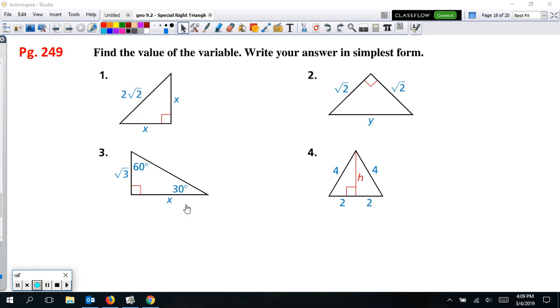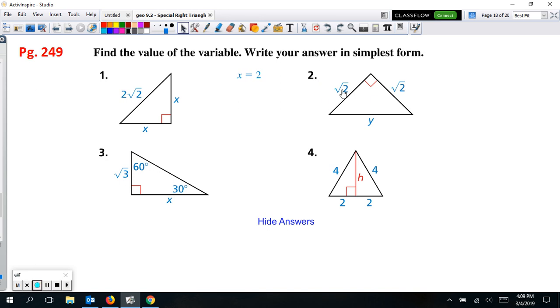Okay, you should have stopped the video, and now you're ready to watch and see your answers for these 4 problems. For number 1, you're trying to find the value of x, so 45, 45, 90. If this is our leg and the hypotenuse is 2 square root of 2, remember the hypotenuse is square root of 2 times whatever the leg is. So the leg would have to be 2 here, because 2 square root of 2 is 2 times the square root of 2. So x would equal 2. Your leg would be 2, the hypotenuse is 2 times the square root of 2.